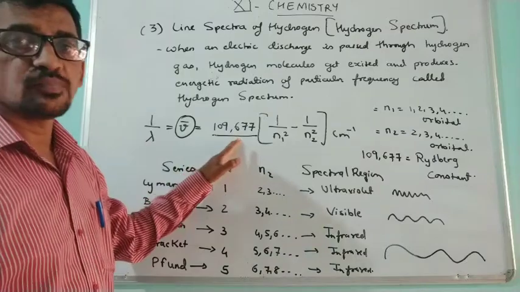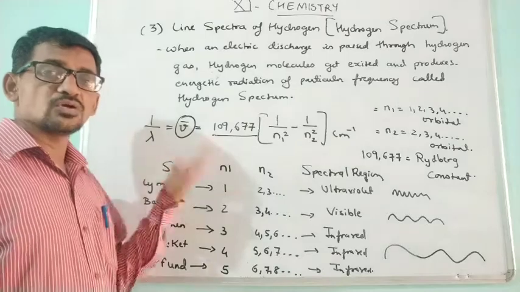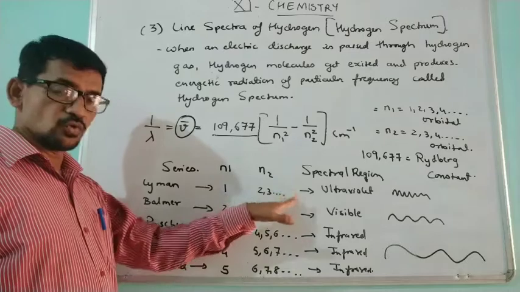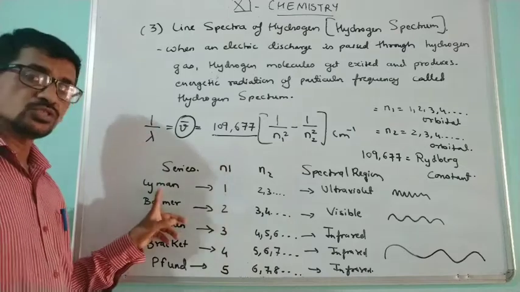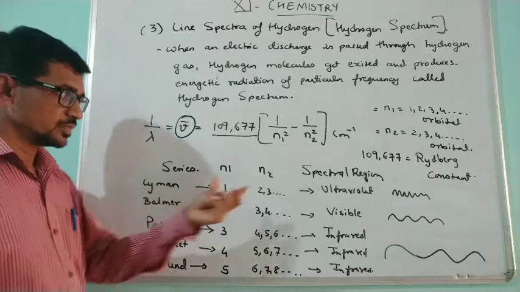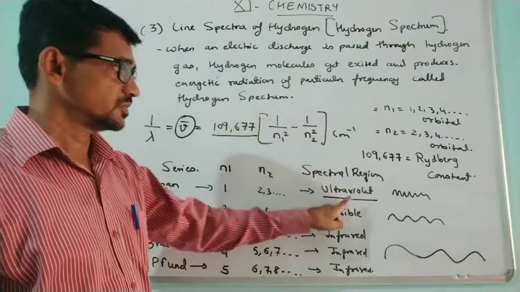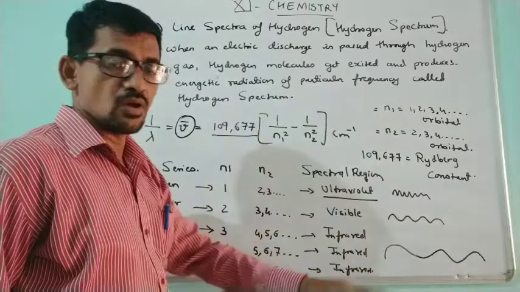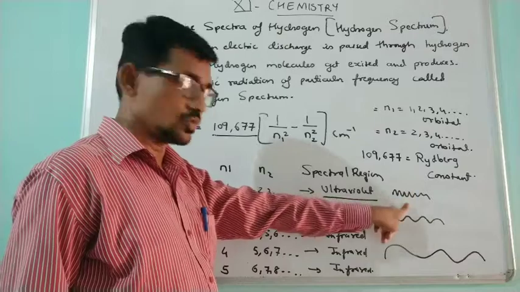So different types of spectra are observed. When the electron from an excited state, from a higher state 2, 3, 4 onwards, comes back to one, then that spectrum is known as the Lyman series, named after the scientist. This comes under the ultraviolet region. Its wavelength is very small. Why? Because from a higher energetic orbital it comes down to the ground state, so the wavelength is less and the energy is more.